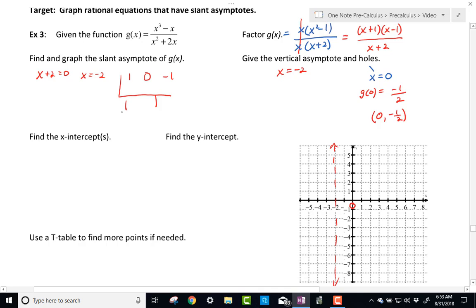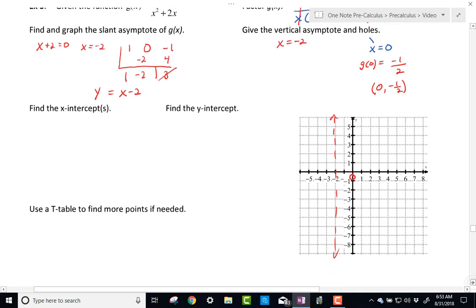Drop down the 1, multiply by -2, that's -2. Add them up, you get -2. -2 times -2 is 4. But even though this turns out to be 3, I don't care about that. I get to toss the remainder. This is now x minus 2. I throw a y equals in front of it, and that is my slant asymptote. Let's go ahead and graph that.